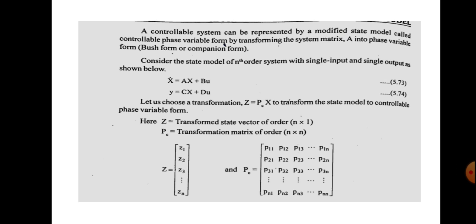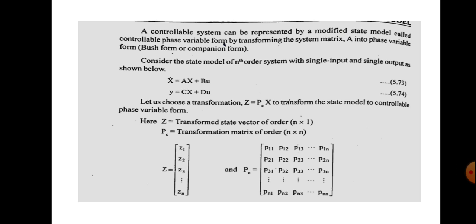Dear students, in this session, we are going to discuss the controllable phase variable form of the state model. A controllable system can be represented by a modified state model called the controllable phase variable form. It is obtained by transforming the system matrix A into a phase variable form, that means into a Bush form or companion form.